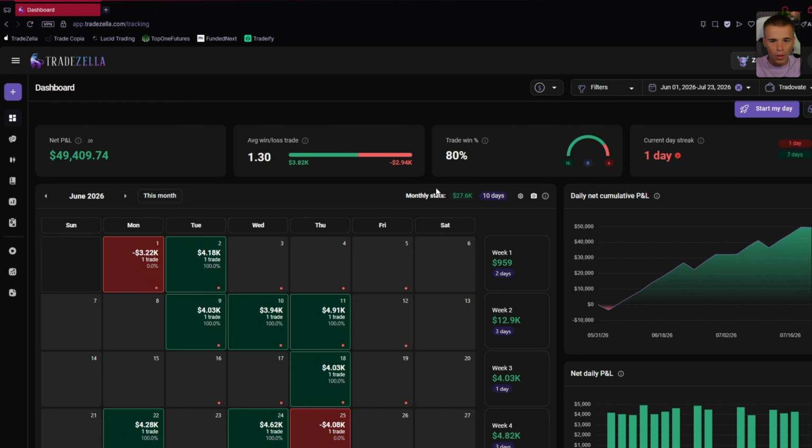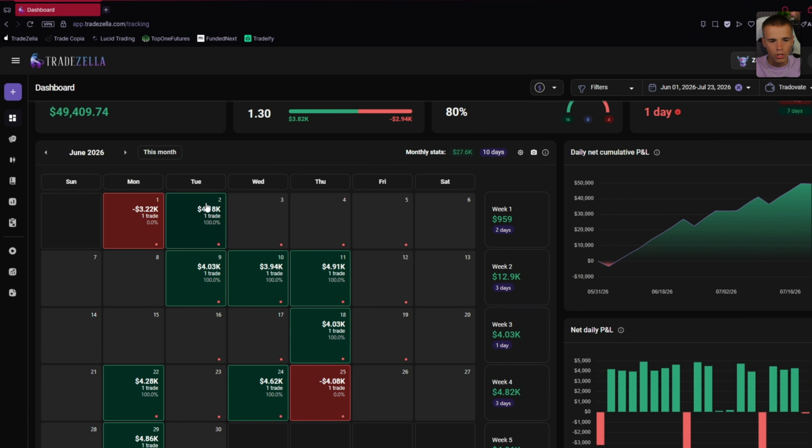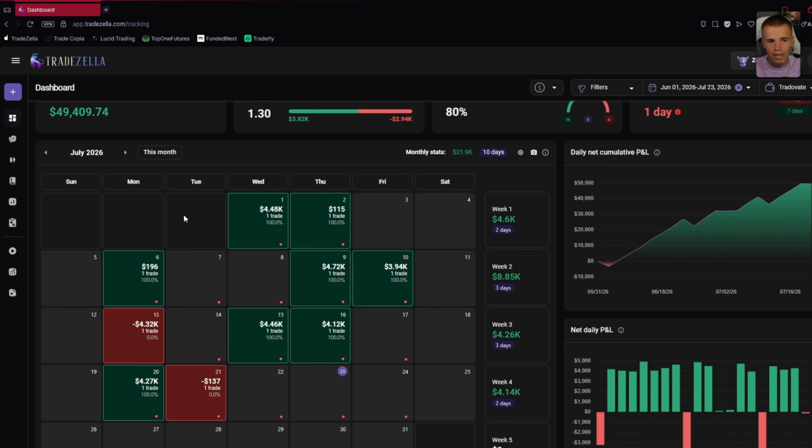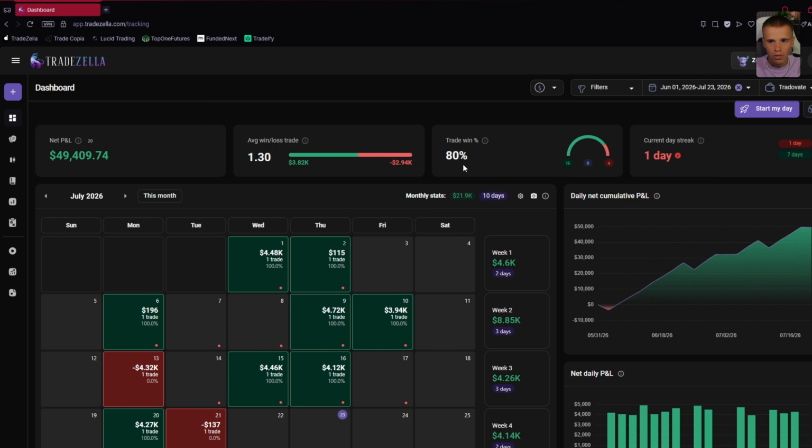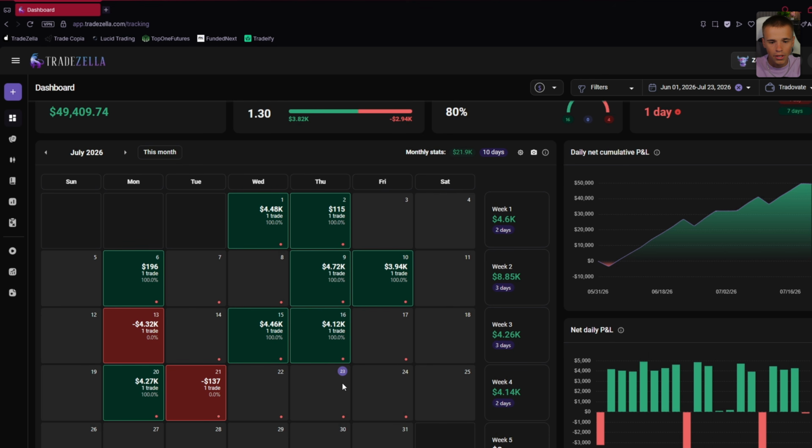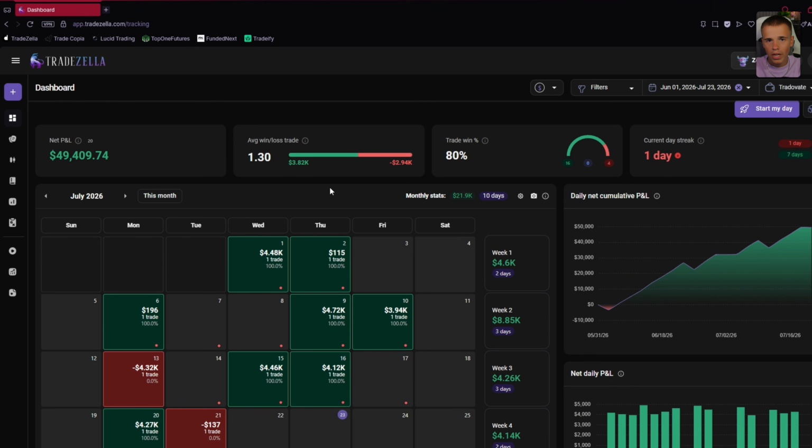But before I get into the actual model, I just want to show you my results for the past 2 months. You can see this is June of 2026, and then you can see July, which is the ongoing month of 2026, and you can see the results, almost $50,000 in under 2 months. So now that you know that I'm actually trading what I'm teaching you, let's get into it.